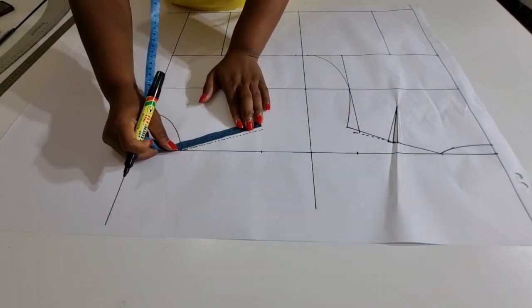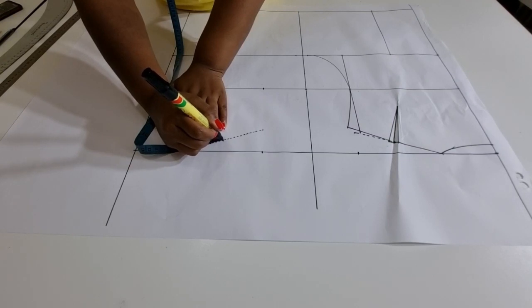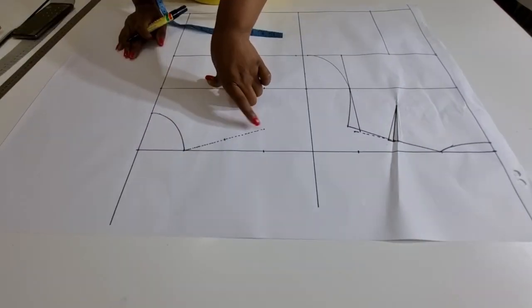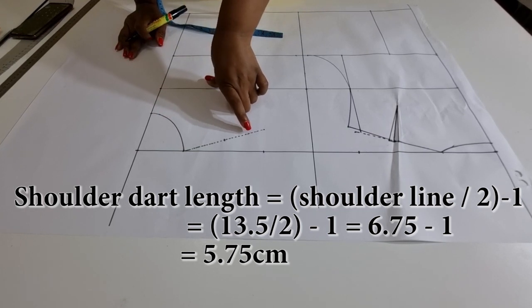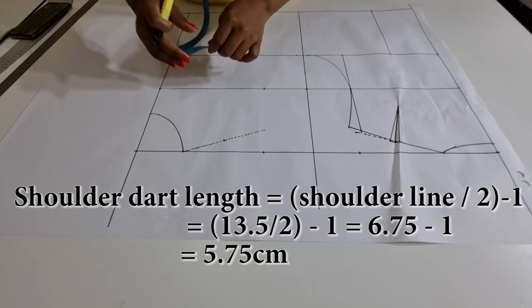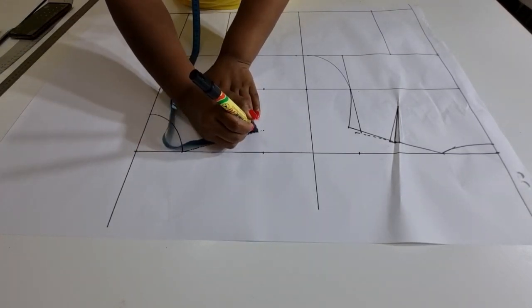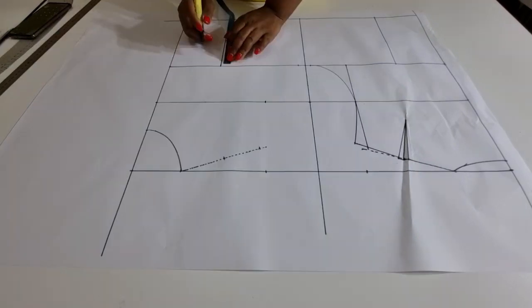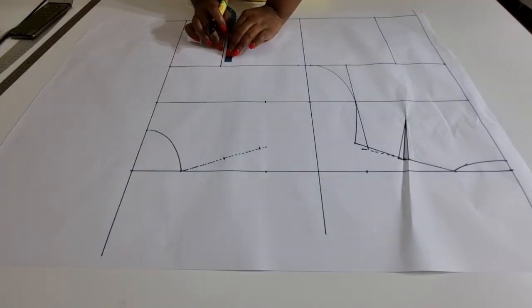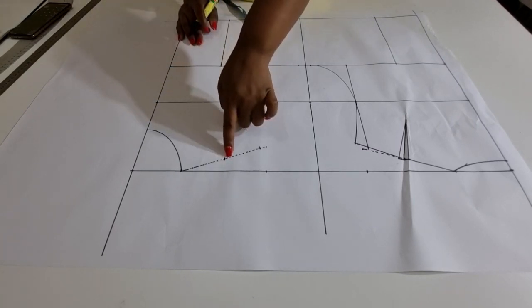Again, we're going to find half of this line. To get the shoulder dart along the front, we're going to divide the shoulder by 2, which is 6.75 minus 1, and the answer would be 5.75. So we mark the dart. Next, from this point, we're going to measure 2.5 centimeters, which is going to take us to the bust point. And then we're going to join this point to that point.